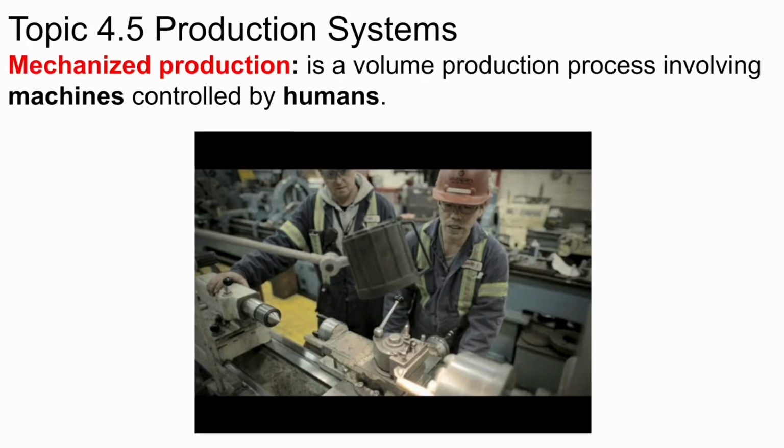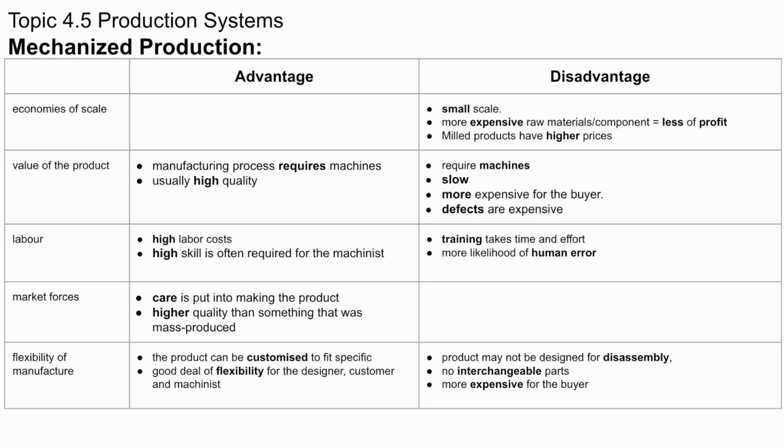With mechanized production, this is a volume production process involving machines controlled by people. Please watch this video. It shows the machining process. So these are machines controlled by people, and the advantages and disadvantages of mechanized production are, again, economies of scale are low because you're making things on small scale. It's expensive, and milled products are, of course, going to be higher prices on those.